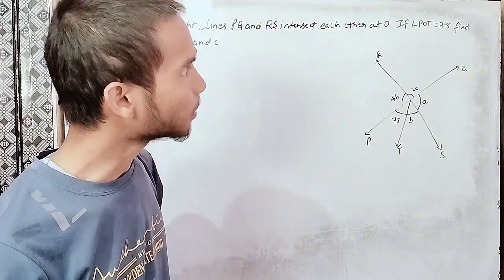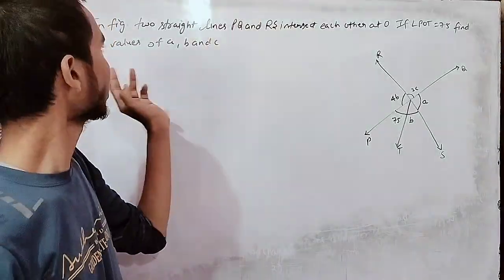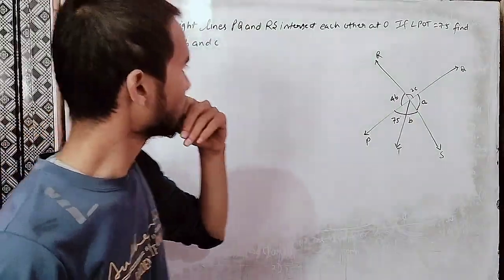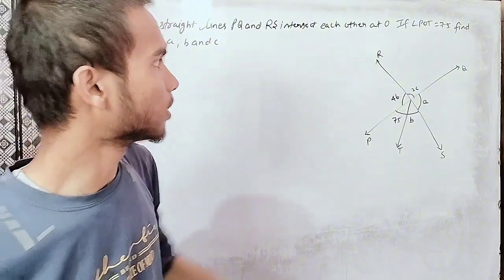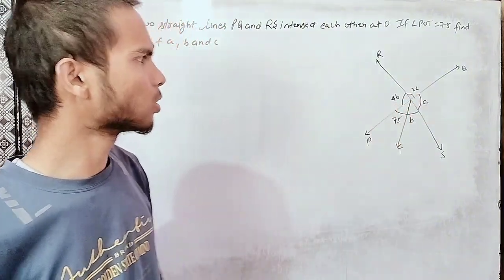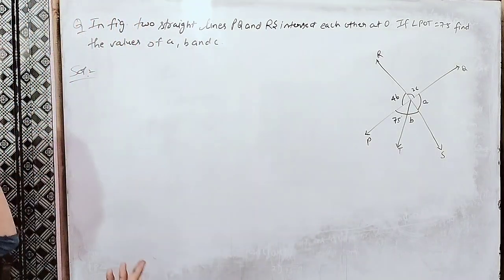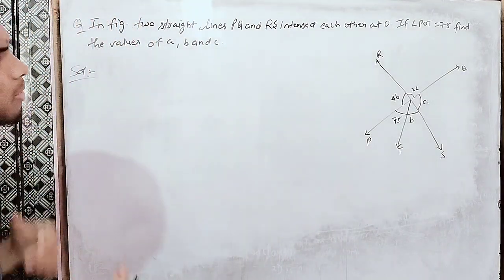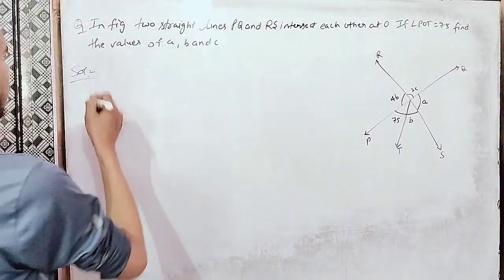If angle POT is 75 degrees, find out the values of A, B, and C. We don't have the exact value of C or of B. The question is just saying find the values of A, B, and C. So what is a way to calculate? We already know PQ.